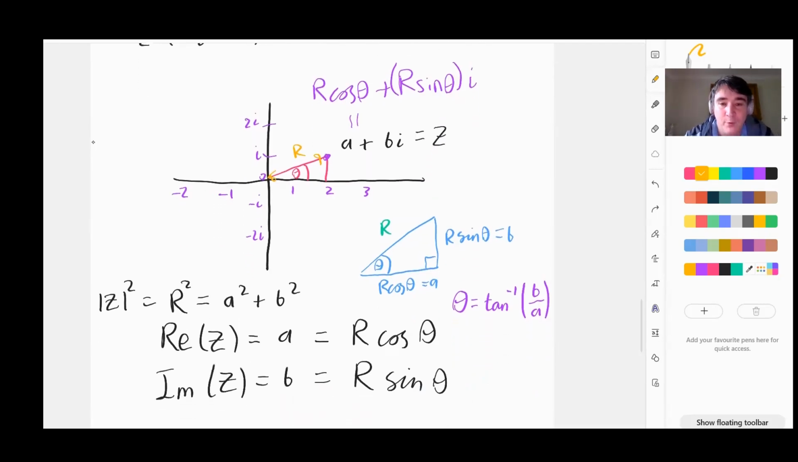I've just got a few more details here, just for those that like their trigonometry. If you're not very familiar with this stuff, don't worry, it's not going to play such an essential role. So we have this number z, and this number across the bottom here is A, and this number up here is B. We sometimes call A the real part of Z, and B the imaginary part of Z.